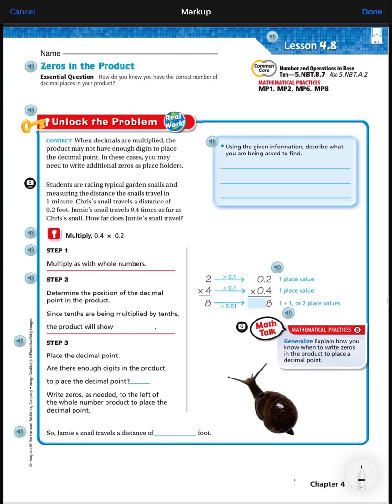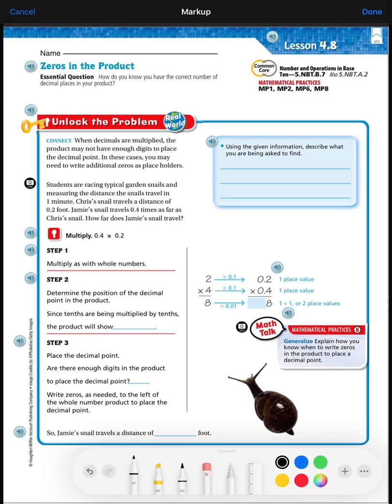So we're going to be at the top of page 277, where it says Unlock the Problem. It says here, when decimals are multiplied, the product may not have enough digits to place the decimal point, okay? So you've heard me say we use 0 as a placeholder, right? When we don't have a number besides the digit 0 in a piece of our product, that means that we have to use 0 as a placeholder, okay? And you're going to see us apply that during this lesson.